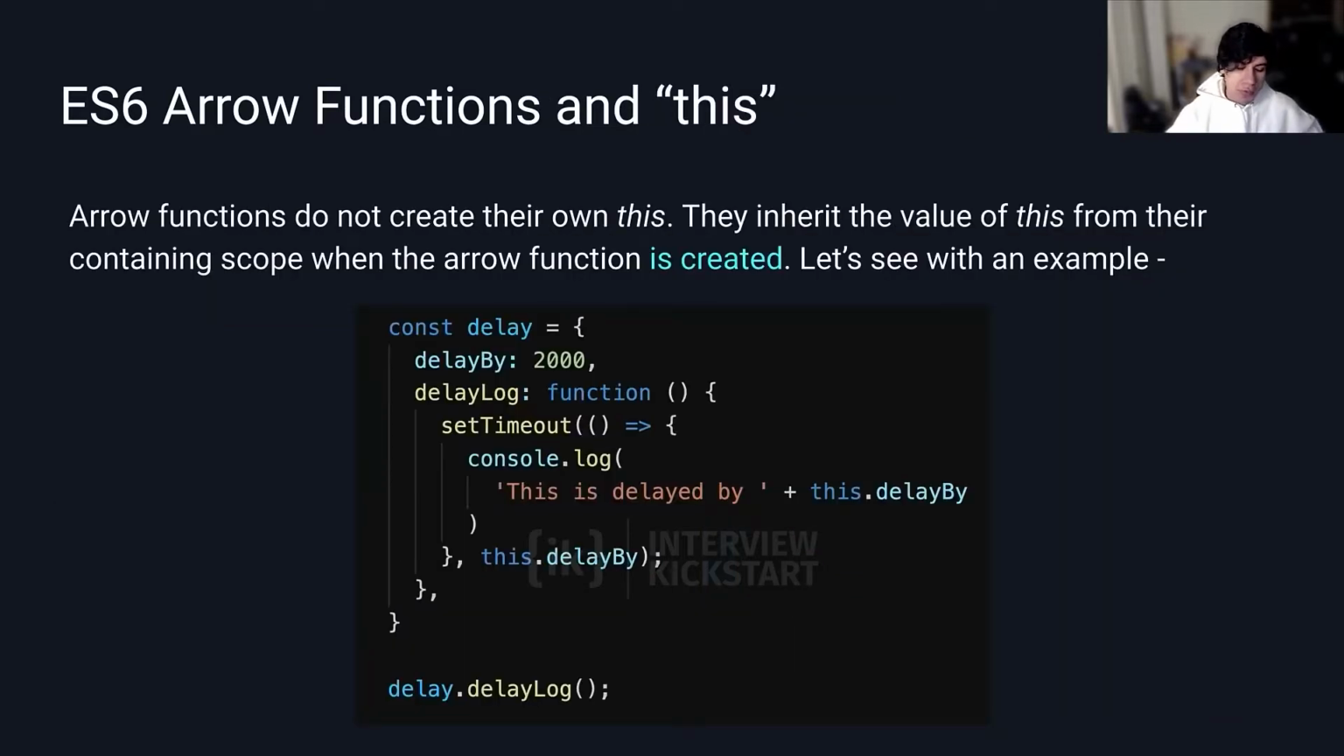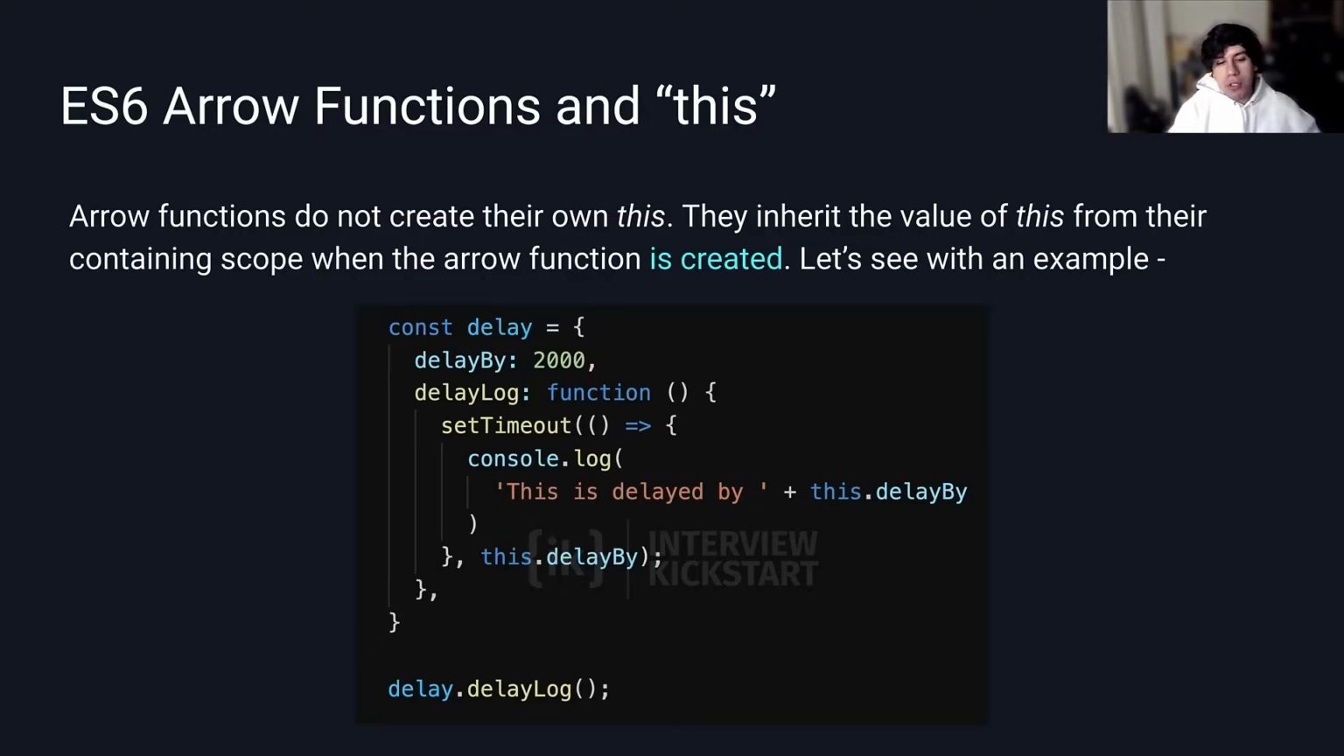I mentioned that the first benefit of arrow functions was that they're a little bit cleaner and can be shorter in some cases. But there's also another huge benefit: they don't create their own this object. They inherit the value of this from their containing scope when that arrow function is created. That's the golden rule of figuring out the this inside of an arrow function: it's set at the function creation time of the arrow function.